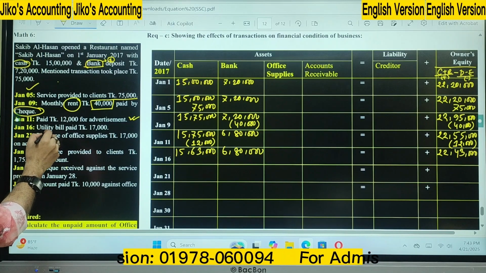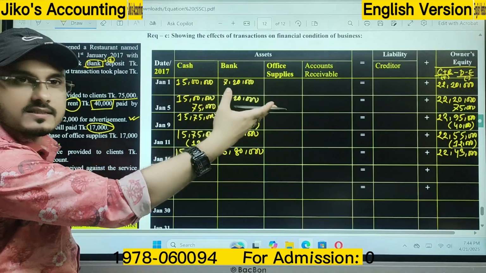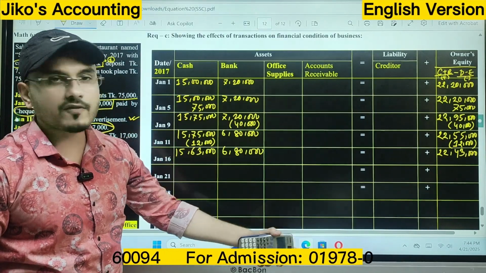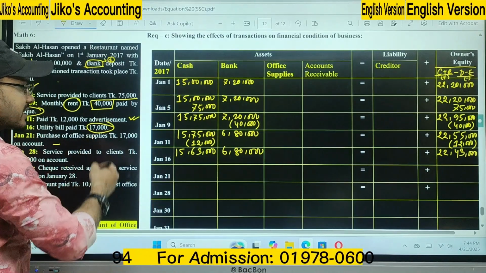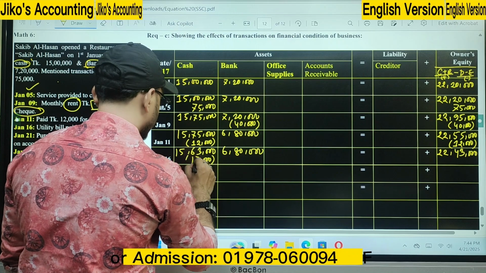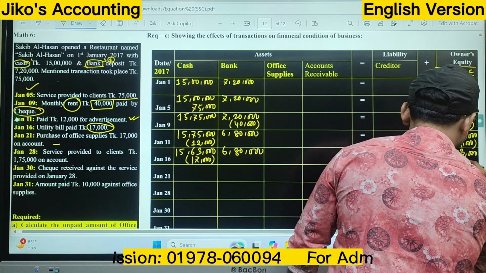Now move to January 6. Utility bill paid. It's the same situation. Utility is an element of the expenses. So expenses always indicate the deduction of equity. How about my cash? Cash is also reduced by 70,000. Deducted. How about equity? Deducted 70,000.